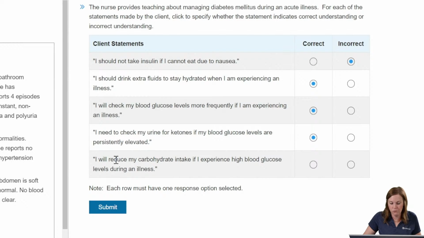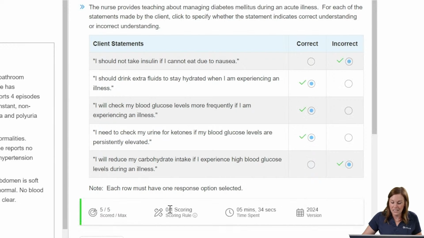Okay, so option 5, I will reduce my carbohydrate intake if I experience high blood glucose levels during an illness. This is incorrect. We still want to continue to eat. Same idea as that first option. Our body is still going to need energy. It's still going to need carbohydrates. This is where our insulin demands are going to change. So this is something we would not want to instruct a client to do. So this is incorrect. So our correct options are 2, 3, 4. Incorrect options are 1 and 5.